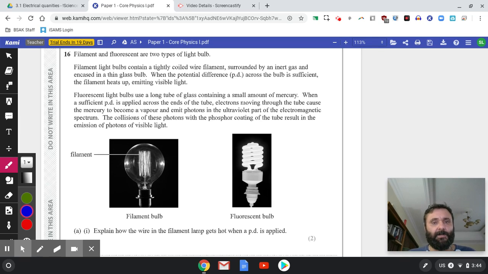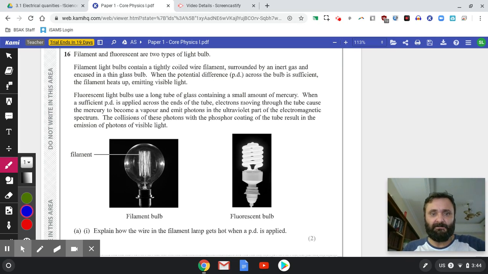Right, last question. Question 16. We're almost there. This is about light bulbs. Two different types. You've got the filament bulb and the energy saving fluorescent light bulb. So pretty straightforward this, I thought. A little bit of quantum, but mostly just electricity, DC electricity, which we've done in year 12.